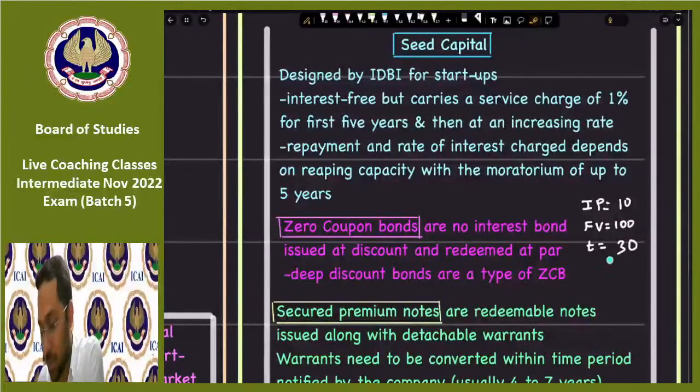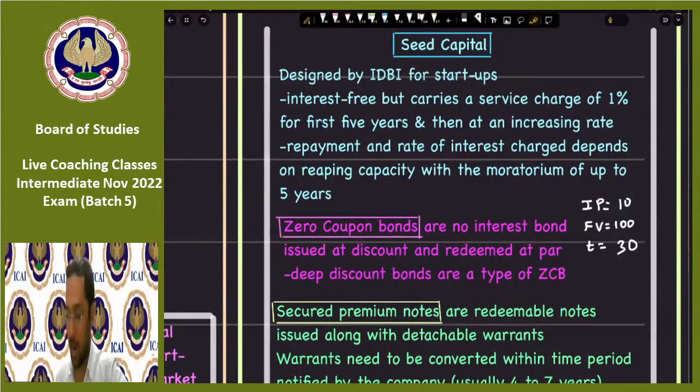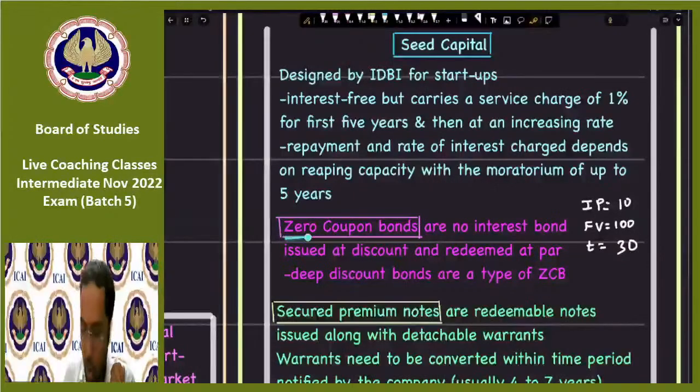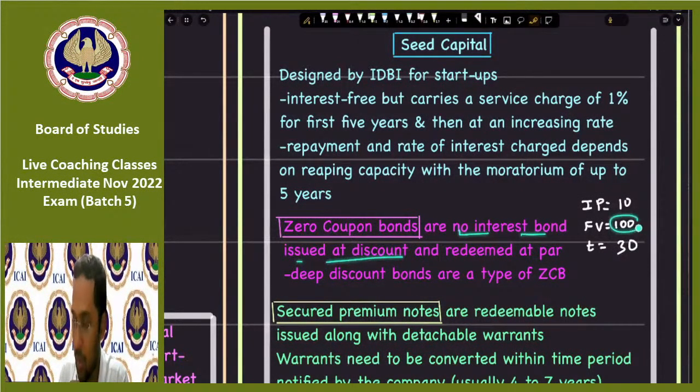But what is the time period, sir? 30 years. So the investor pays you 10 rupees and you promise that you will pay him back 100 rupees after 30 years. During that 30-year time frame, nothing will be paid. Those types of bonds in which there is no intermediate interest payment are called zero coupon bonds. These are no-interest bonds issued at a discount, face value of 100, but issued at 10 rupees.